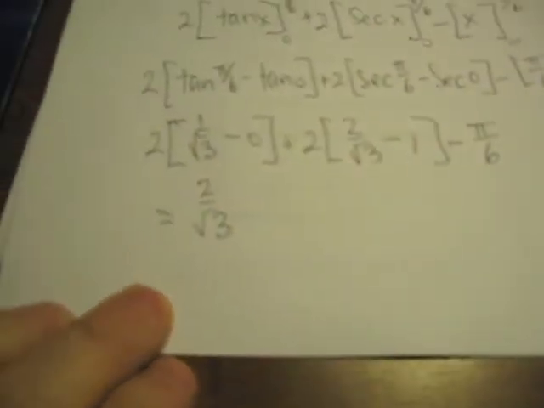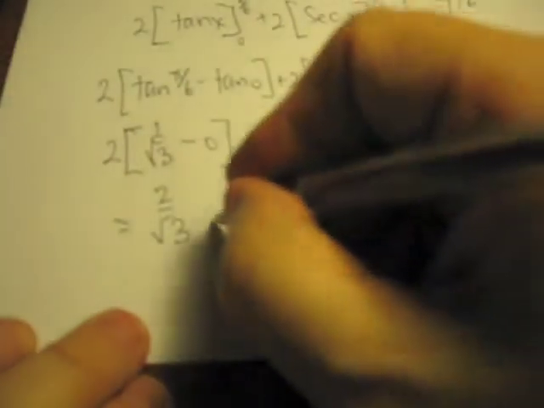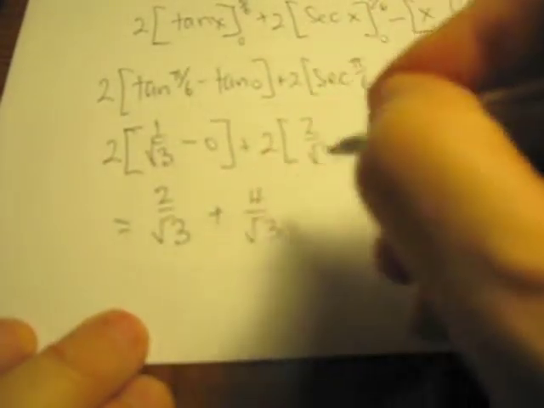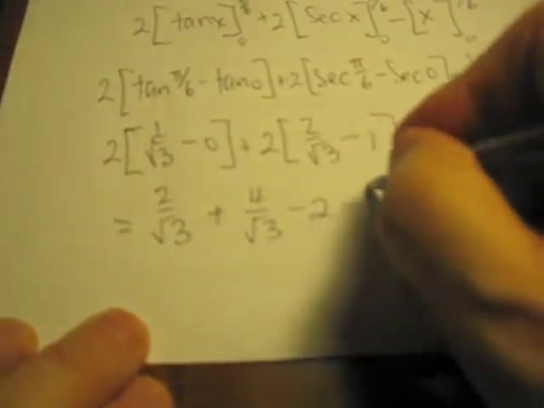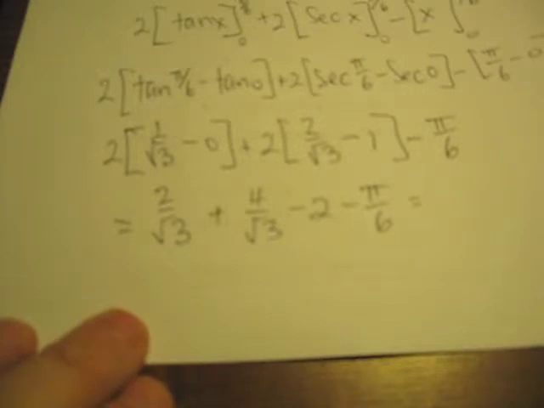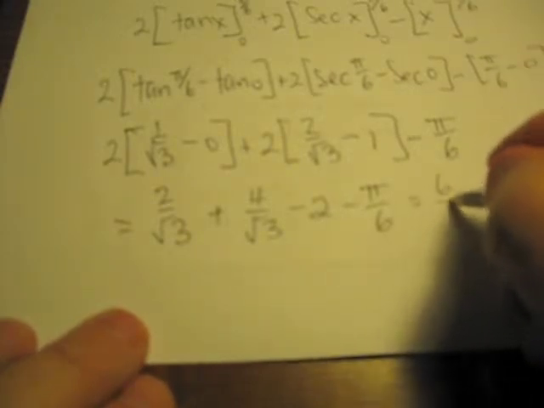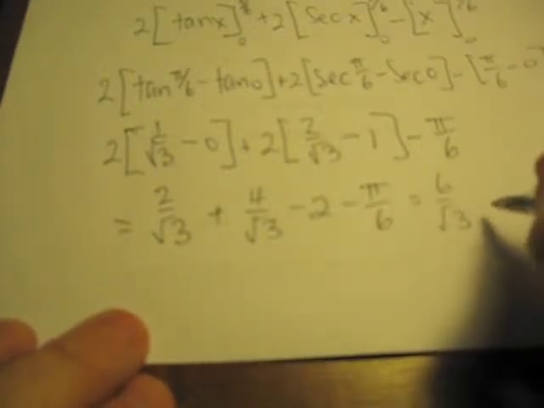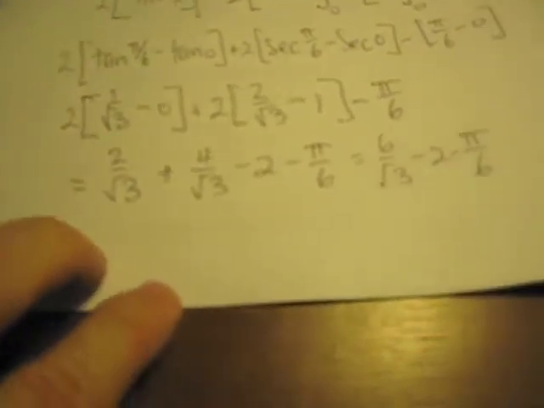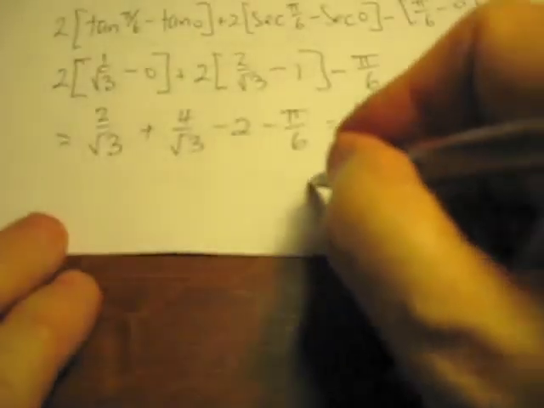So we're going to end up here with 2 on root 3 plus 4 on root 3, subtract 2, subtract pi on 6. This now becomes 6 on root 3 minus 2 minus pi on 6. Of course it now just comes down to simplifying this.